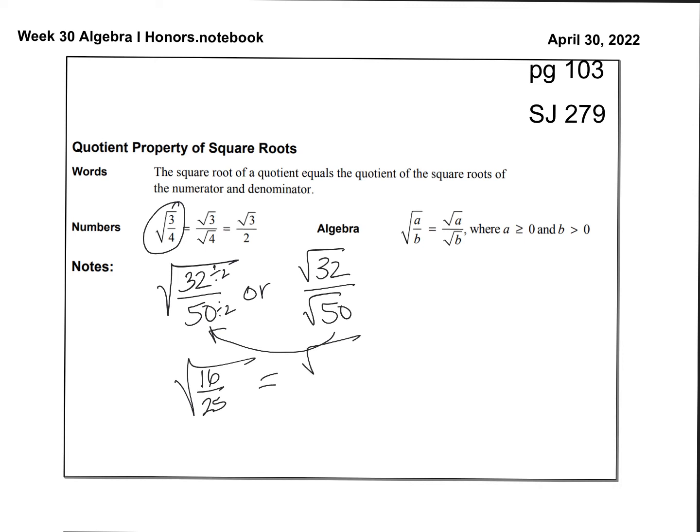Oops. See, I made a mistake. I'm trying to get good at catching those so I don't make so many silly mistakes. And then the square root of 16 is 4, and the square root of 25 is 5. So my advice is make sure to reduce if you can. If you notice that you can reduce the two numbers, reduce those numbers and make your life easier. So that's the one thing about the quotient property of square roots that I want you to know. Okay, next.